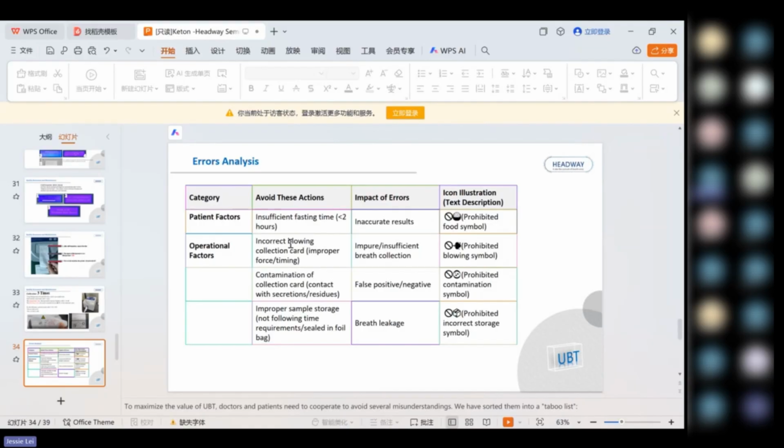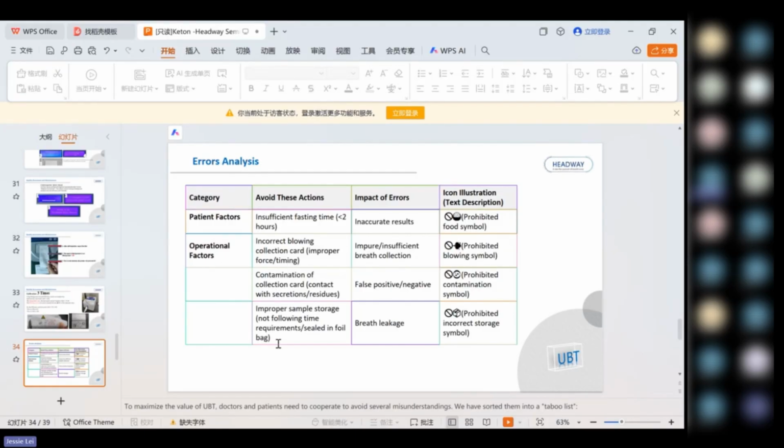And the operation factors, like incorrect blow-in on the collection card, improper force, or insufficient blow-in time. Both of them will lead to an insufficient breath sample. And the second, contamination of the collection card. The collection card may have some residues. It may affect the results, giving us a false positive or false negative.